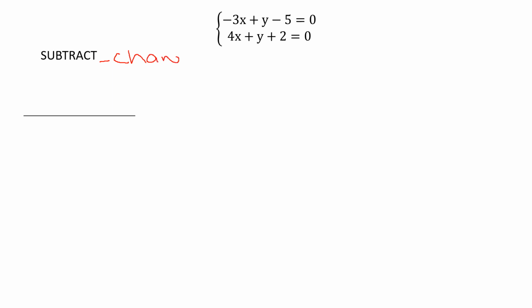Change all signs, that says sing. And good night, Minerva. We are going to change all signs of the bottom equation.